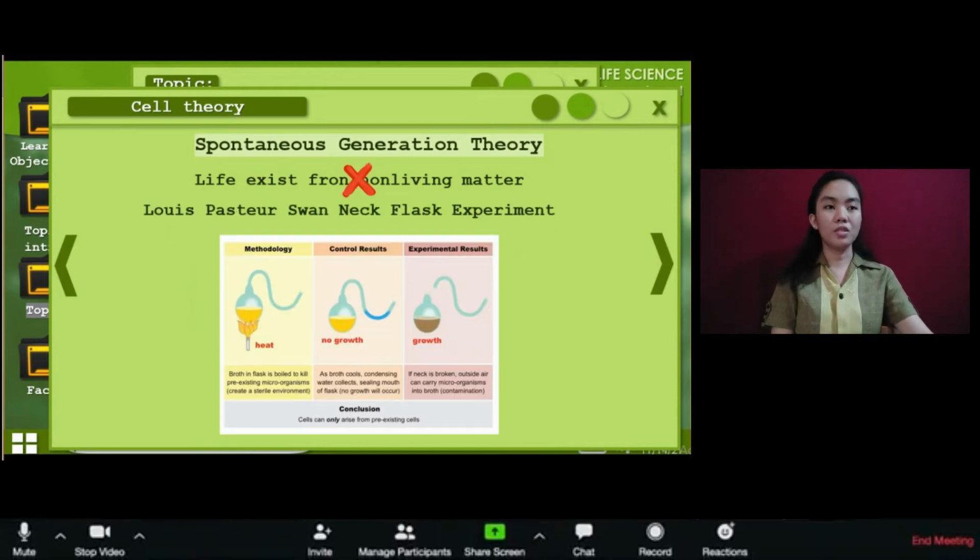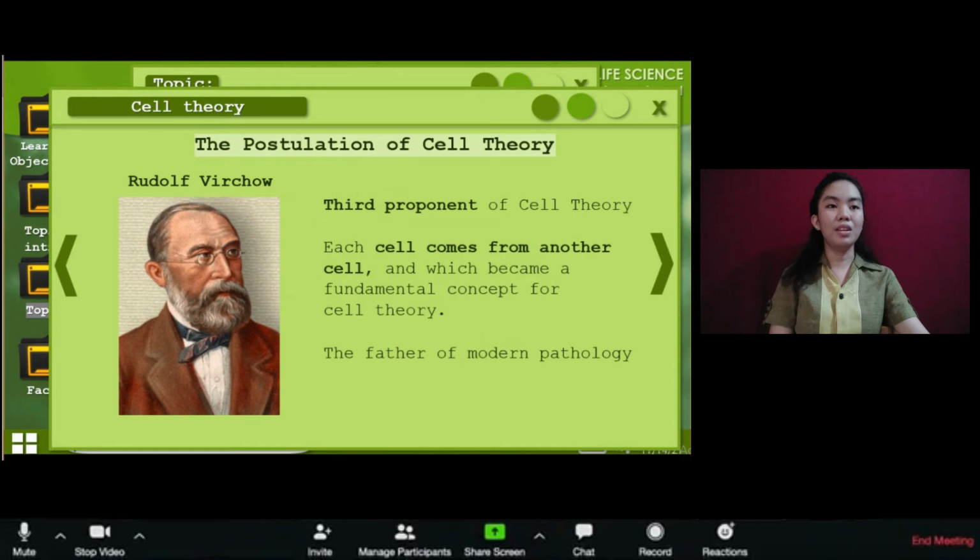The second experiment is Louis Pasteur's swan flask experiment. Here, first, he heated the broth. And then, when the flask was sealed, no growth happened. But when he used a broken neck, contamination occurred, because the outside air came in carrying microorganisms. So, as a conclusion, cells can only arise from pre-existing cells, which is what Rudolf Virchow said, the third proponent of the cell theory and the father of modern pathology.